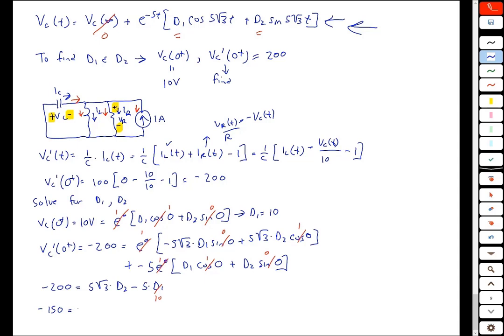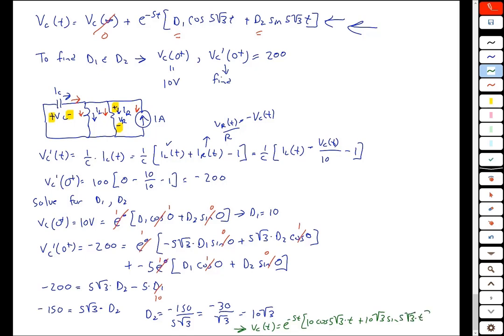minus 150 is equal to 5 square root of 3 times d2, or d2 is equal to minus 150 over 5 times the square root of 3, which is equal to minus 30 over the square root of 3, which is equal to 10 square roots of 3. So from this we have that VC of t is e to the minus 5t times 10 cosine of 5√3 times t plus 10 times the square root of 3 times the sine of 5 square root of 3 times t volts.